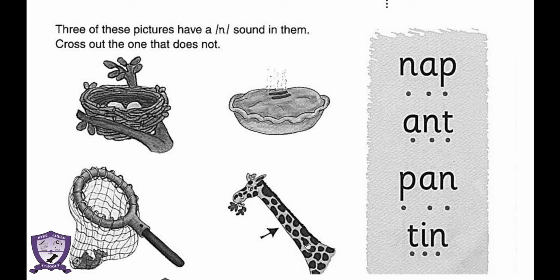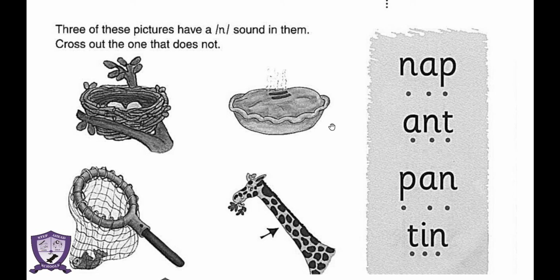Net. What is it? It's a giraffe. But what is the arrow pointing at? The arrow is pointing at the neck of the giraffe. Neck. So the neck also has an n sound. So this picture also has an n sound. So this one is correct.